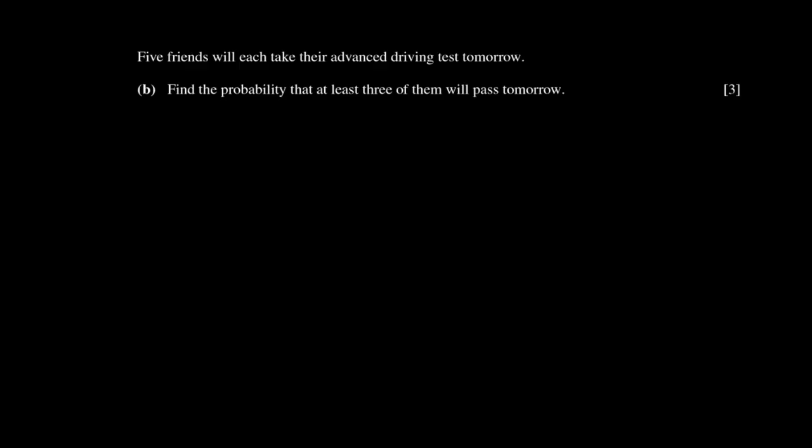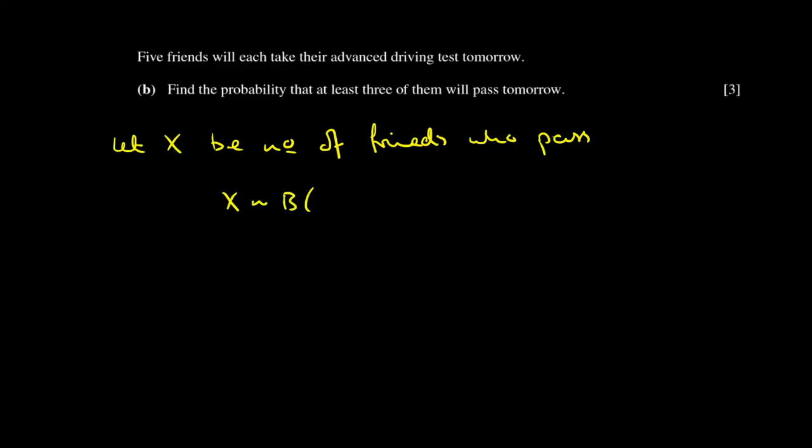This is a binomial distribution because we can think of each of the friends as being one trial. So there are 5 trials here, and we've got 2 different outcomes, which is either pass or fail, success or fail. So what we're going to do is redefine our variable. We're going to say let x be the number of friends who pass, and therefore x is binomially distributed: 5 friends, each friend representing 1 trial, probability of success of 0.3.